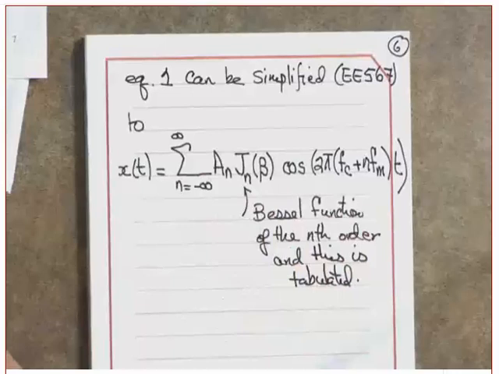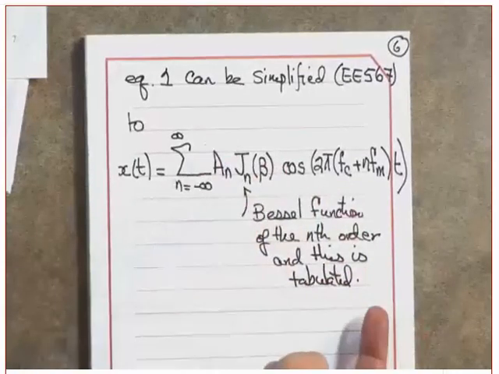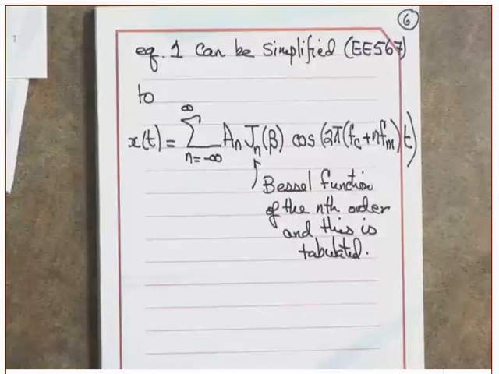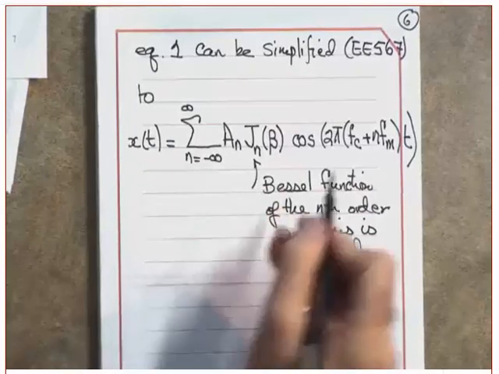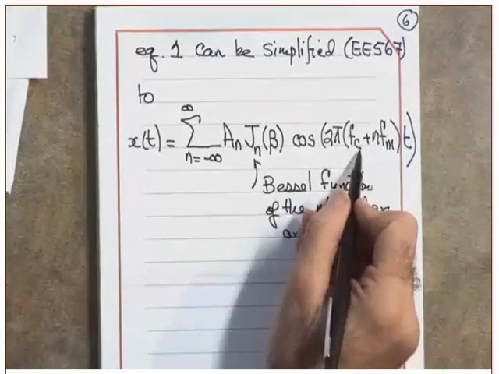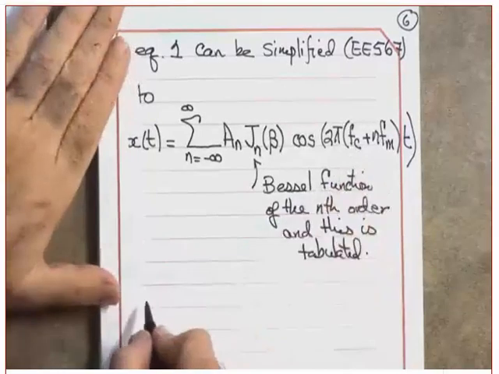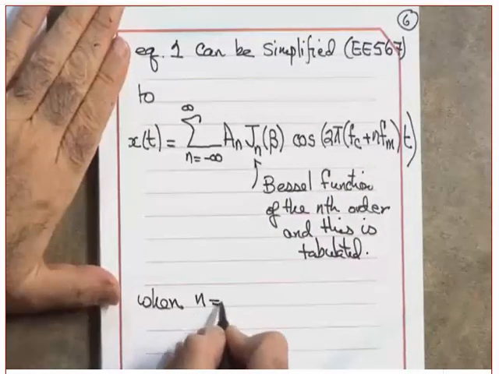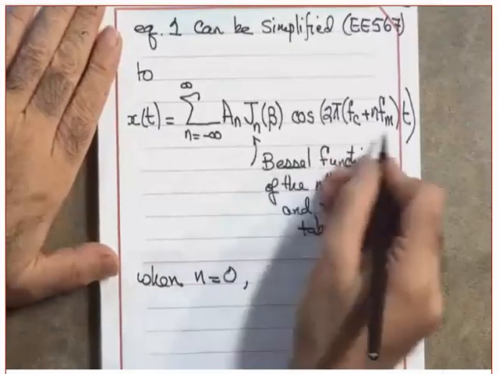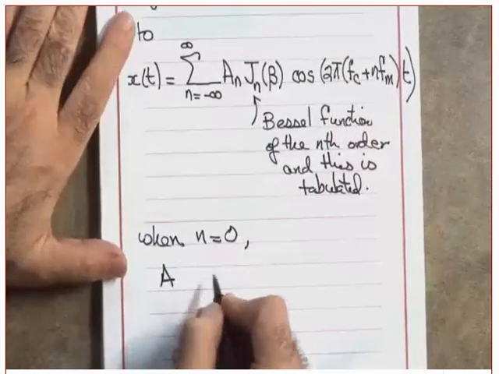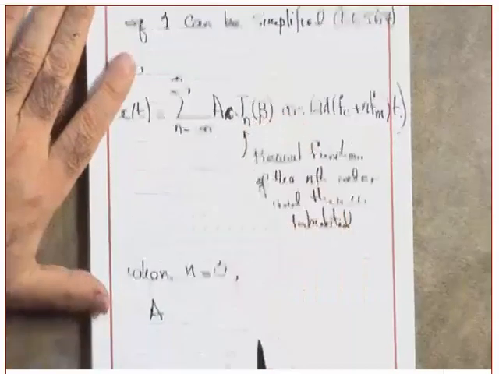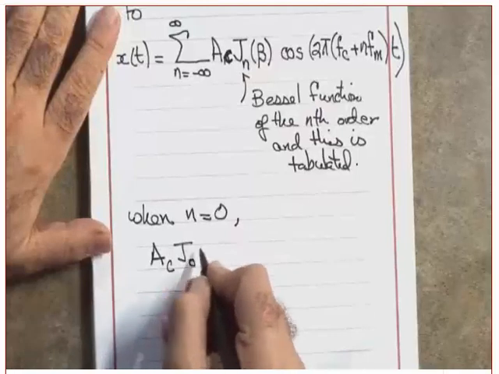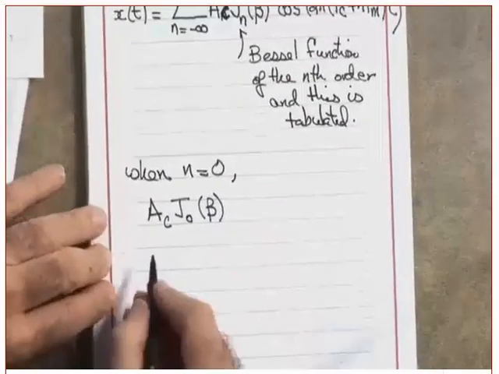Okay, help me. Can I now use the Fourier transform? Why? Because this is only in the amplitude. Okay, no response. How many components do I have? Infinite. Located where? Give me the first one, at n equal to zero. Where is this one located? At f sub c. What is the amplitude? When n equals zero, it's A sub c J sub zero. Agree? What is the average power?